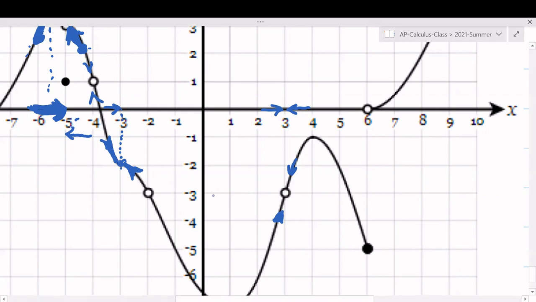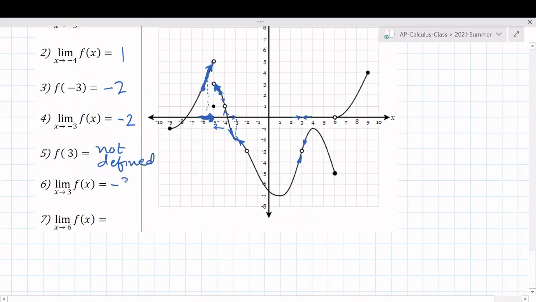-3. So the limit is -3, even though the function is not defined there, right? From either side, we can keep getting as close to -3 as we want. So f of 3 is not defined, but the limit can exist. As x goes to 3, the limit is -3.